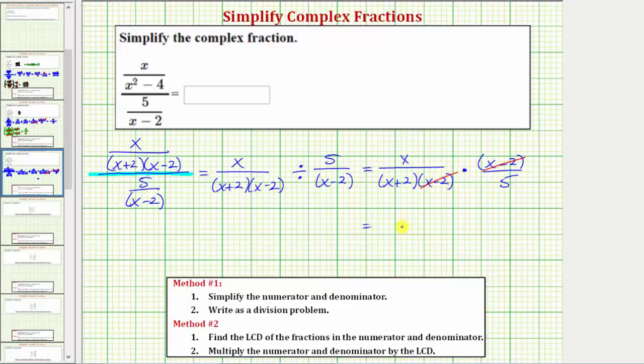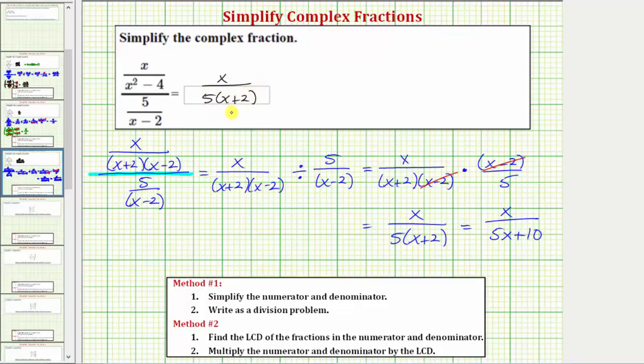Now we multiply. On the top we just have x times 1, which is x. On the bottom, the denominator, we have the quantity x plus 2 times 5, or 5 times the quantity x plus 2. So this is the simplified form of the complex fraction. If we wanted to, though, we could distribute the 5 in the denominator and write this as x over 5x plus 10. Either form is acceptable. Let's leave the denominator in factored form and enter x over 5 times the quantity x plus 2.